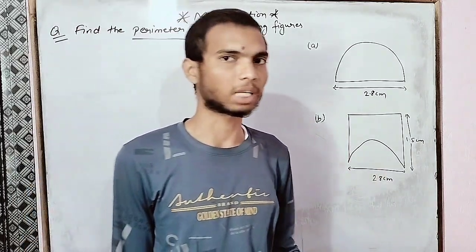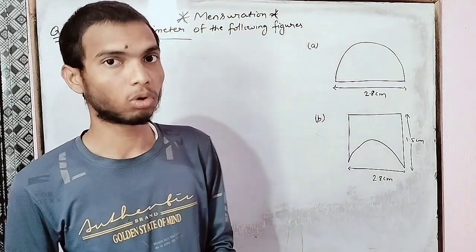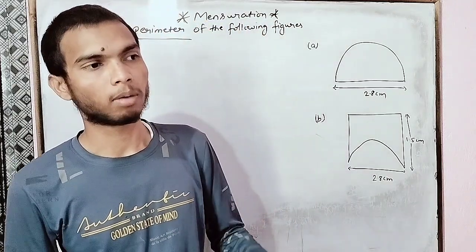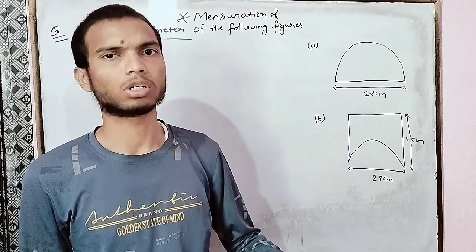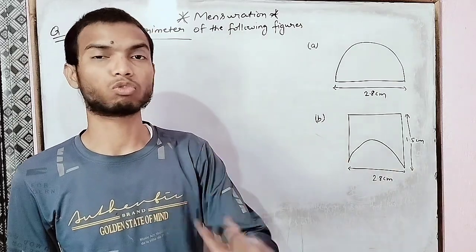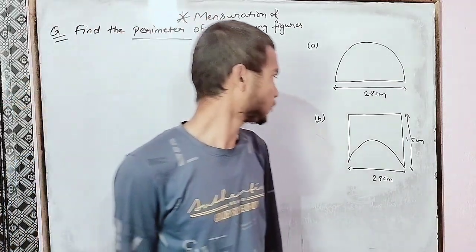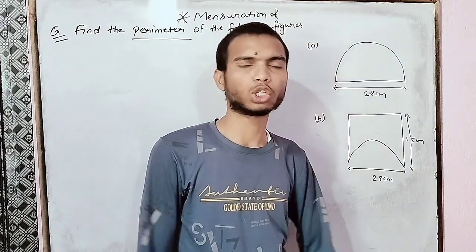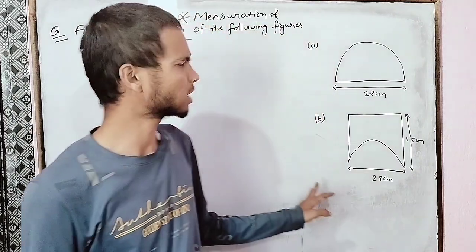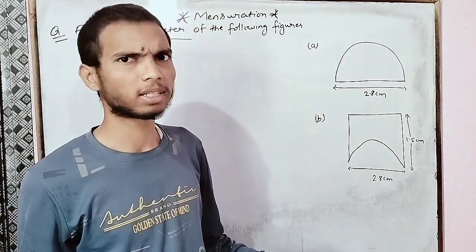We can't say this is a rectangle because we don't have four lines. To make a rectangle we should have four line segments. Then there is a rectangle. Okay, so here we just need to find out the perimeter of this figure. That's it. The question is saying find the perimeter.